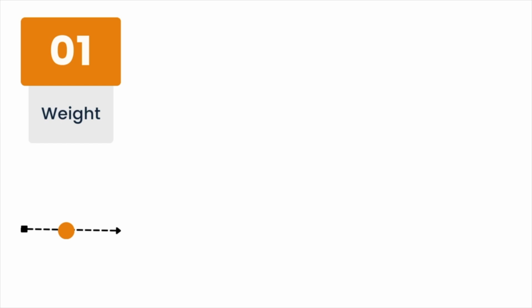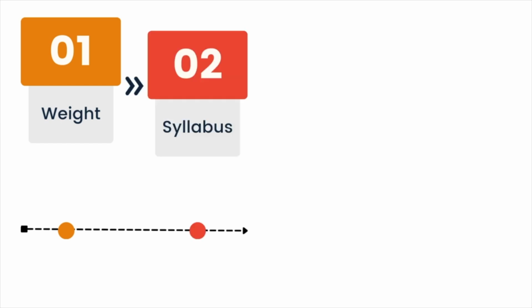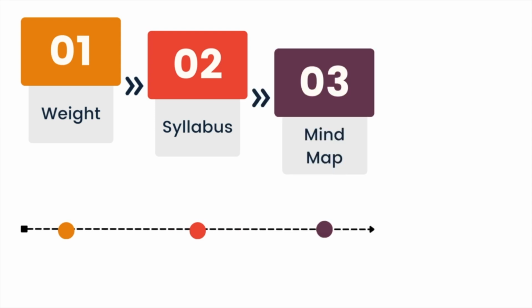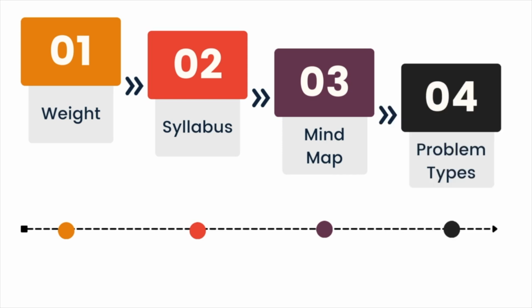Then we are going to understand the syllabus and the mind map of this chapter. And then we are going to systematically go into the 9 problem types into which I have classified all the previous 5 years' questions. Now before we start this video, there is a do and there is a don't.